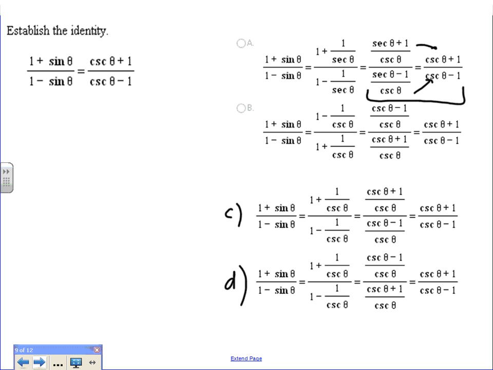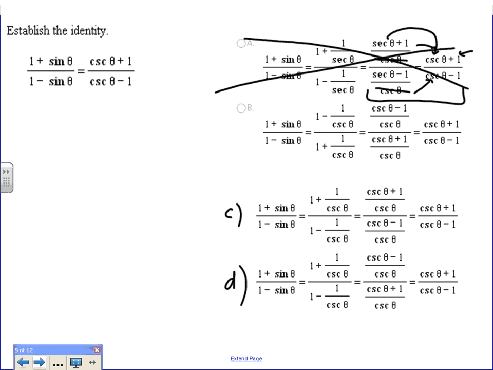So notice they can cancel out cosecant theta, and then that leaves them with secant theta plus 1 over secant theta minus 1. Well, that doesn't say that. That says cosecant theta plus 1 over cosecant theta minus 1. So even though they canceled out, for some reason they have secant changing to cosecant. And so that doesn't work, so I can mark that one out.